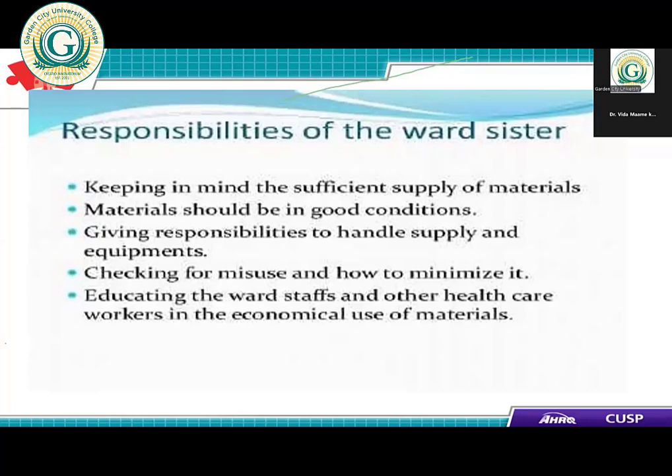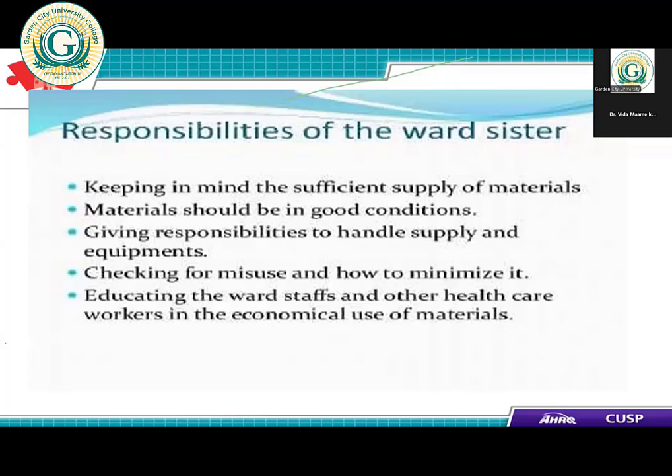When he's not checking if everything is intact, when he's not around, you see that the staff will come to another ward: we need this, we are out of this. So as a ward in charge, you keep in mind the sufficient supply of materials.